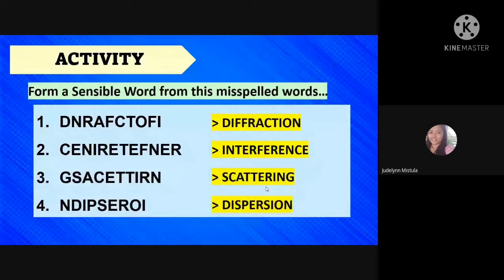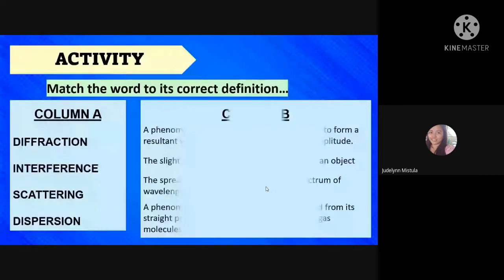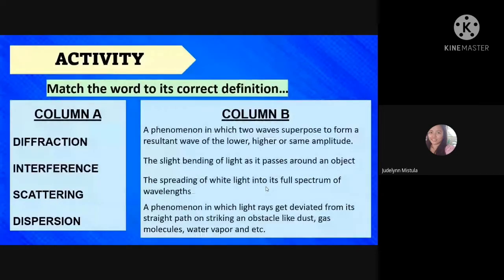Good job. In the next activity, I will give the definition of the word and you are going to match the word to its correct definition. So what word is defined as a phenomenon in which two waves superpose to form a resultant wave of the lower, higher, or same amplitude?